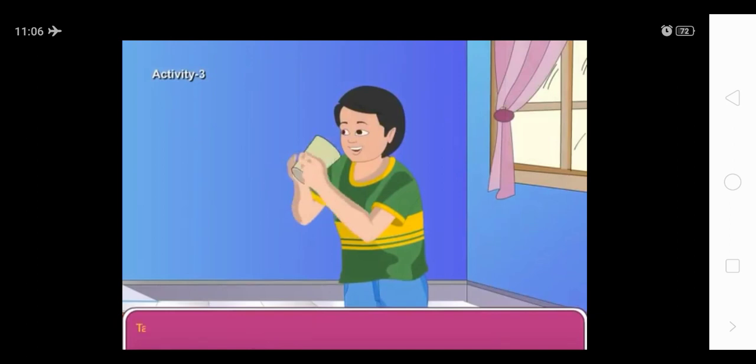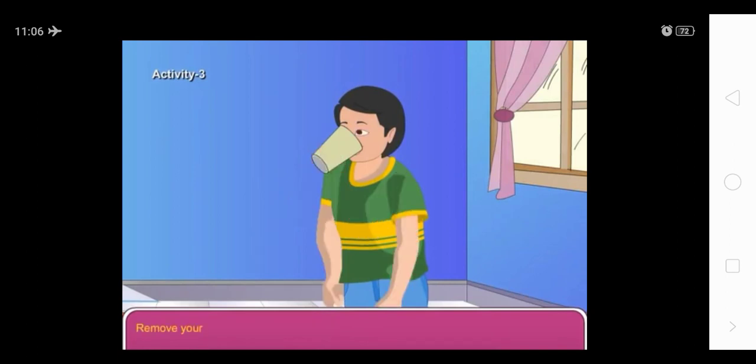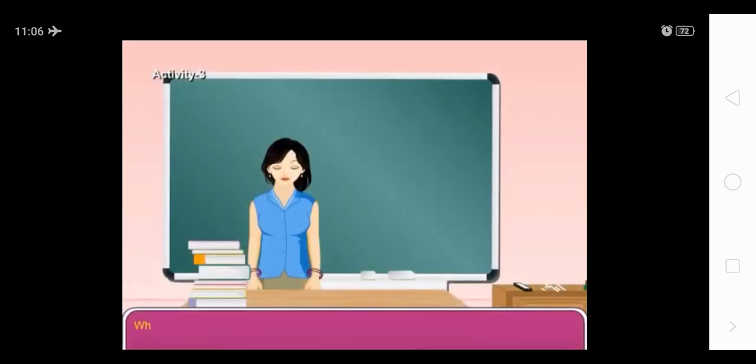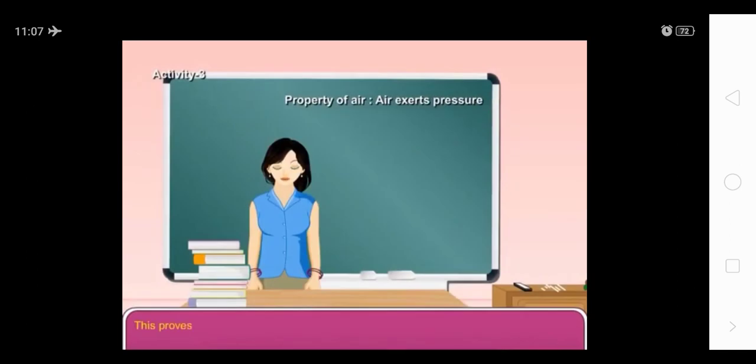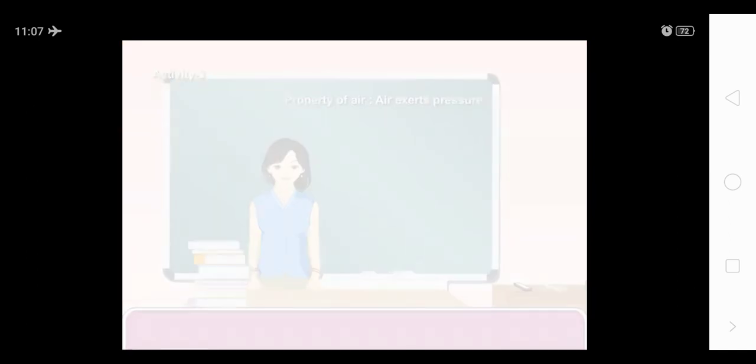Activity 3. Take a glass and keep it close to your mouth. Suck the air in the mouth from the glass. Remove your hands. The glass remains pressed to the mouth. Now release your breath. The glass will fall down. Why does it happen? This is because when the air inside the glass has been sucked, the air from outside exerts pressure over the glass and keeps it fitted to the mouth. This proves that air exerts pressure.